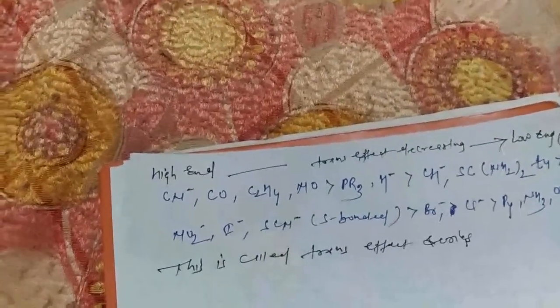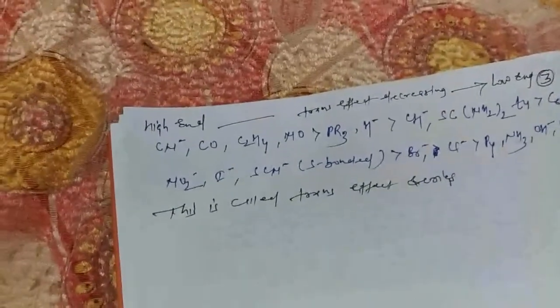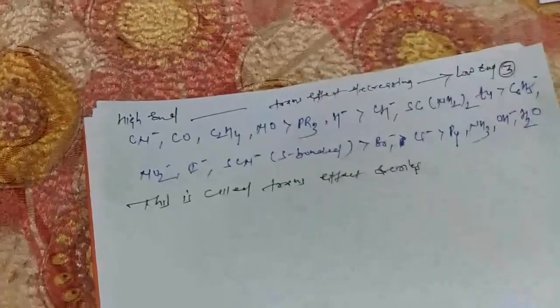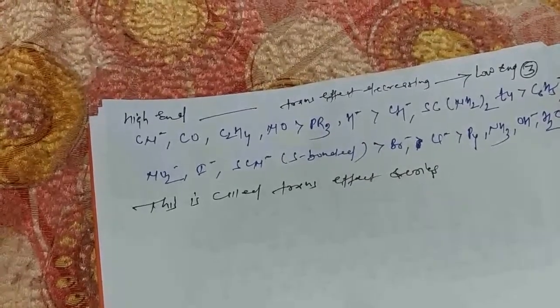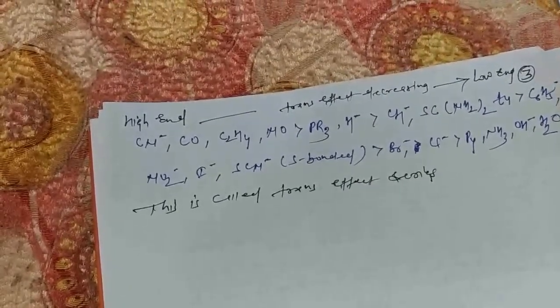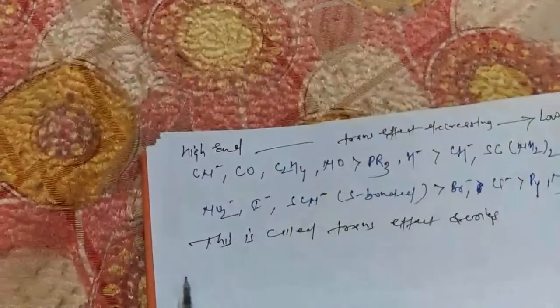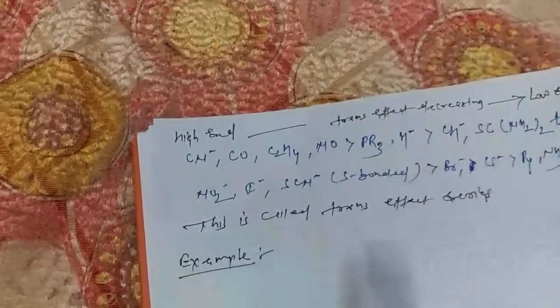That's the highest one. We'll take some examples, and most of the work on the trans effect has been done in square planar complexes only. That is why, in your syllabus, it is already mentioned that you have to discuss square planar substitution reactions in terms of platinum complexes, because most of the trans effect work has been done in platinum complexes only. Okay, so we'll take one example which shows how this series plays an important role.